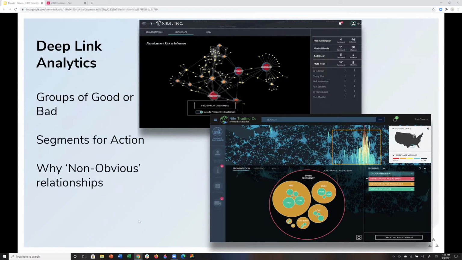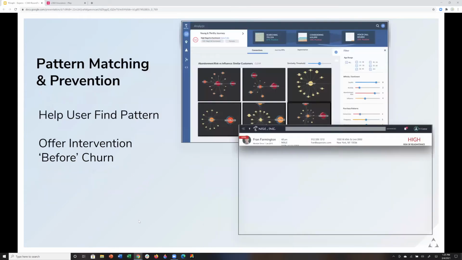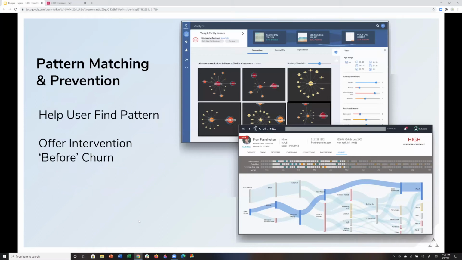And that brings us now to the idea of deep link analytics, which is why are things bad or good? What should I segment things as? How do I look for these non-obvious relationships? This now can be done at speed and in real time. And then finally, how do I find these patterns? And what if I do find these patterns? Are there flow charts or visualizations that mere mortals, if you will, can look at?